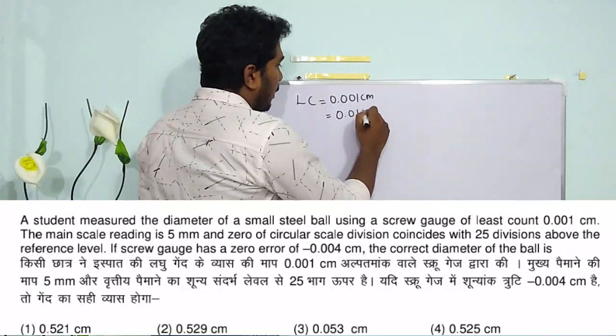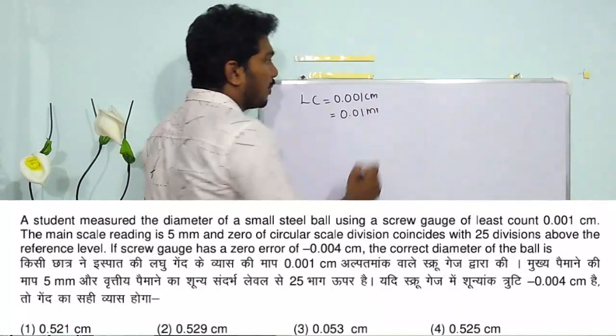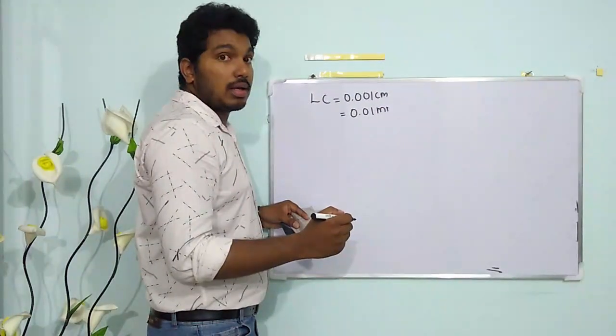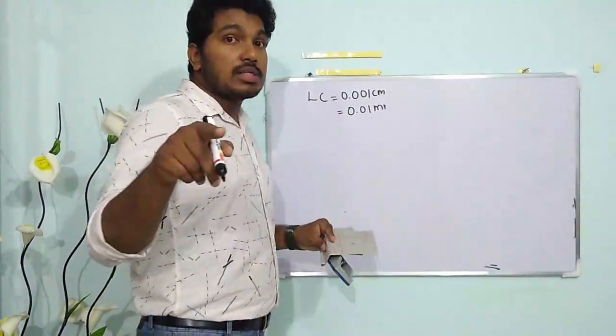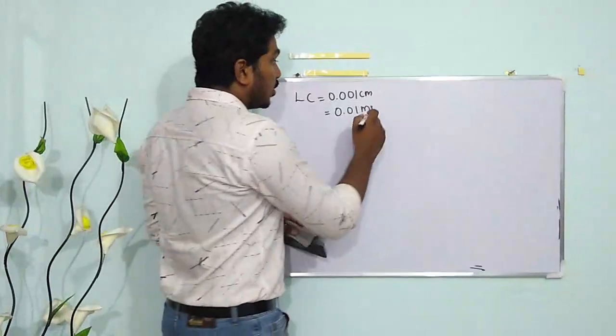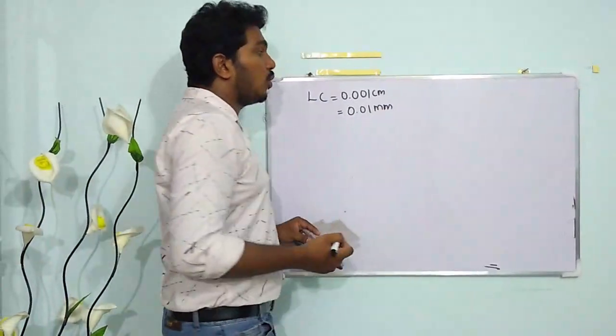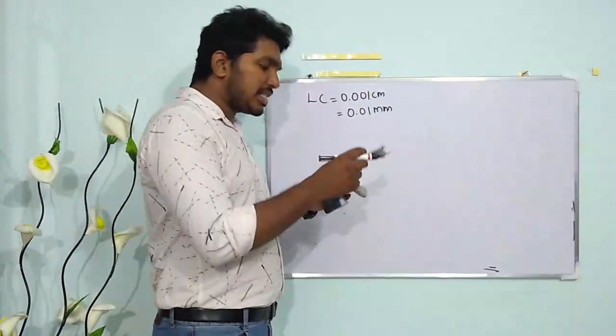0.01. 1 centimeter is equal to how much millimeter? 1 centimeter is equal to 10 millimeter, right? So converting into millimeter, it will be 0.01 millimeter, right? So least count is given.